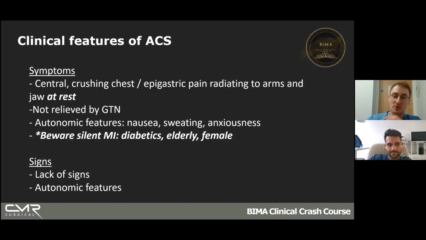Something that's really important with ACS is that you get what's called autonomic features. So this is nausea, you sweat, you feel anxious, you look pale. And these are really important to notice because you can't fake these. If you've got chest pain, you can think that it might sound a little bit ischemic, it sounds crushing, the history can be a little bit vague. But if someone's sweating, they're pale, they're nauseous, they're vomiting, that shows you that something basically bad is going on. It's an important thing to talk about in your history.